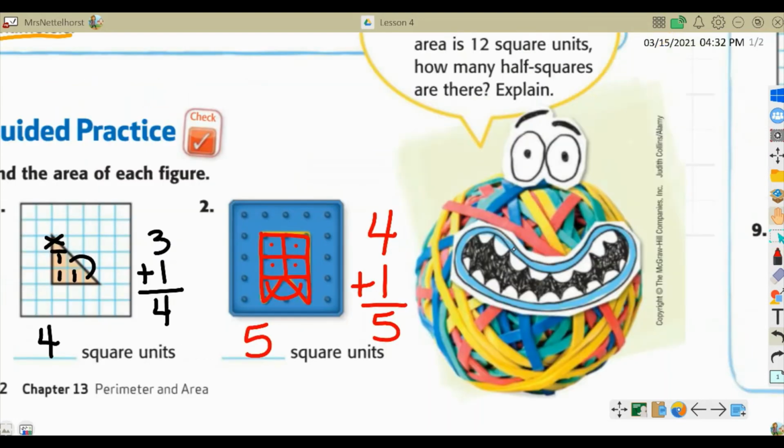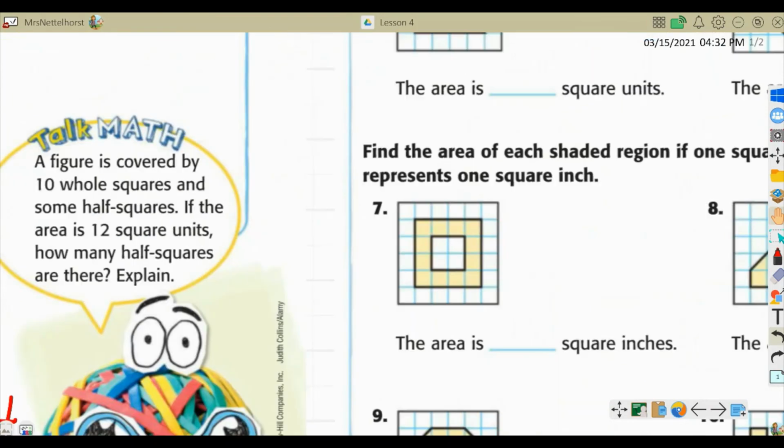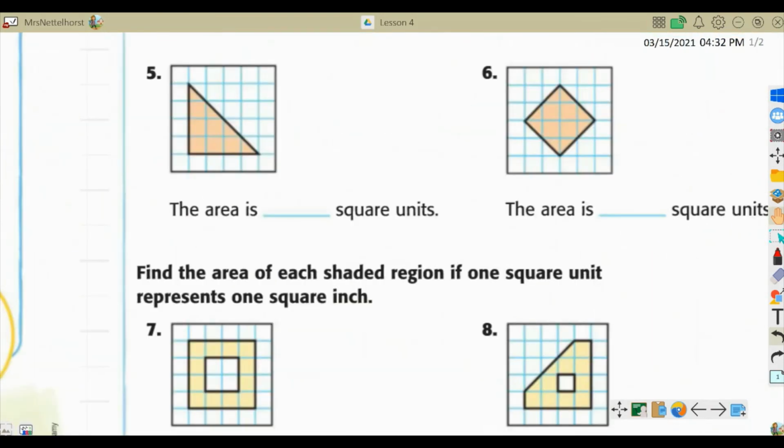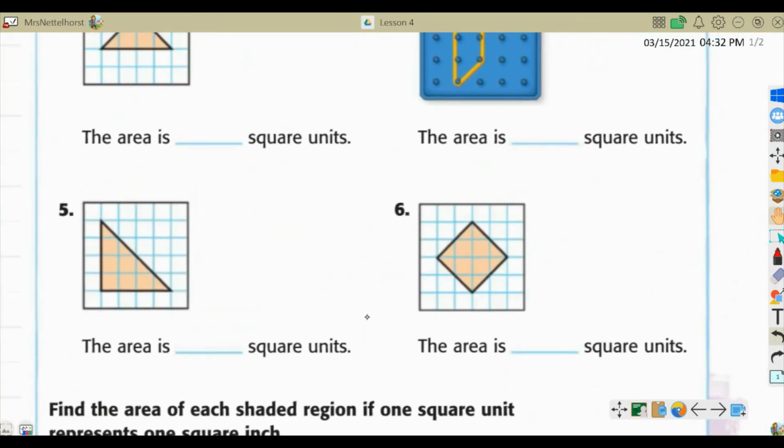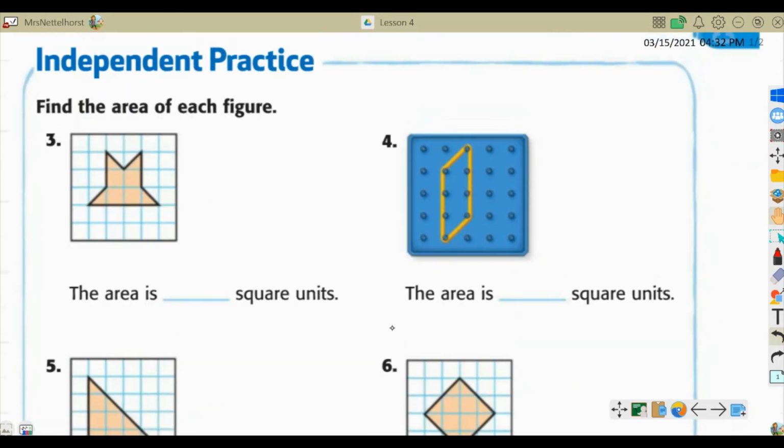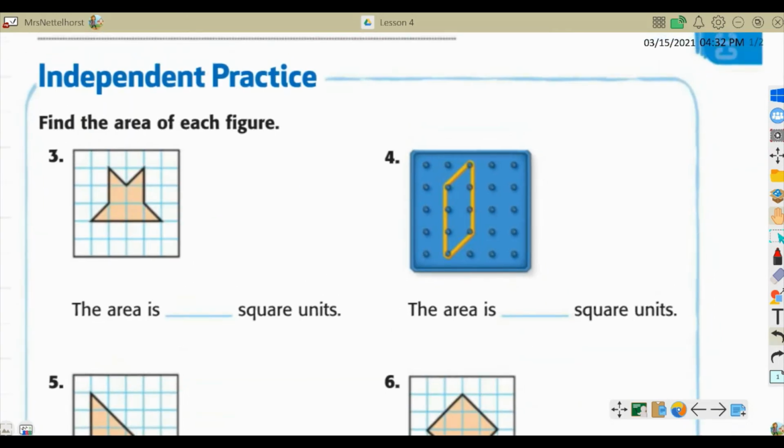Okay, now the independent practice. If you are not in my class, you can go on with the directions that your teacher gave you. If you are in my class, you need to pay close attention because 2 of the problems in here we're going to do together and I have special directions for it. Okay, so my class.